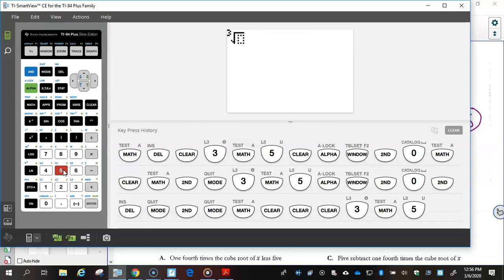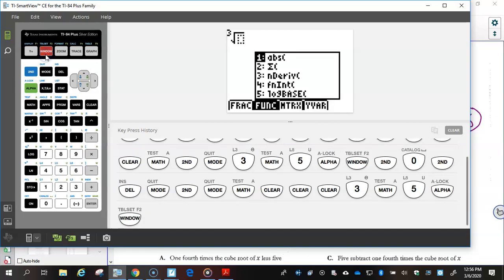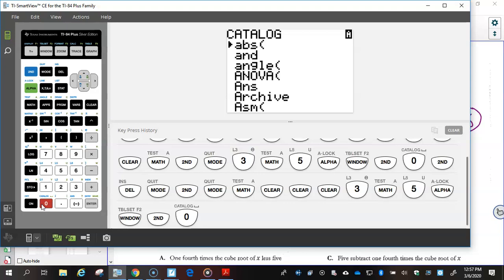For your absolute value, I know there's 3 places you can find it, but I can only think of 2 right now. If you go into alpha window, at the top, ABS pops up. That's your absolute value signs. And then everything you always need is in your catalog, so that's above 0. The word is above 0. So if you go into your catalog, you'll find your absolute value signs there as well.